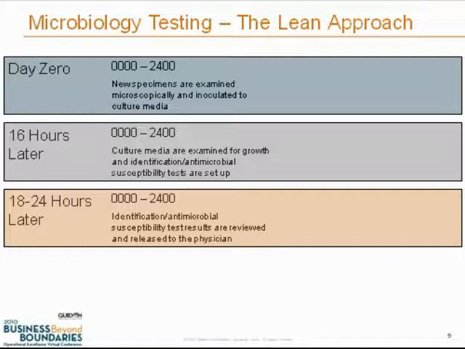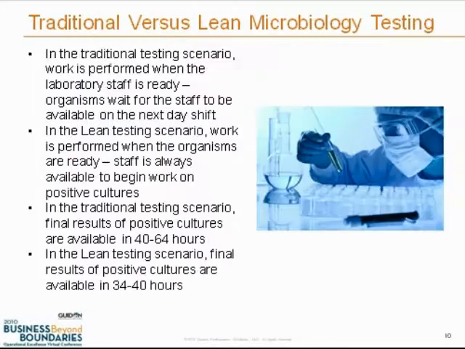And that would be to inoculate the identification and antimicrobial susceptibility test. And then 18 to 24 hours later, those identification and susceptibility test results are available and ready for release to the patient's medical record. So the big difference between the standard approach, the traditional approach, and the lean approach is summarized on the next slide. In the traditional testing scenario, the work in the microbiology laboratory is performed when the laboratory staff is ready.